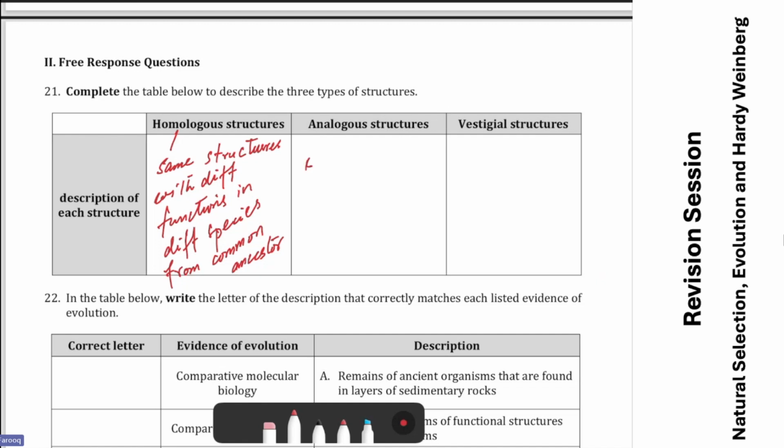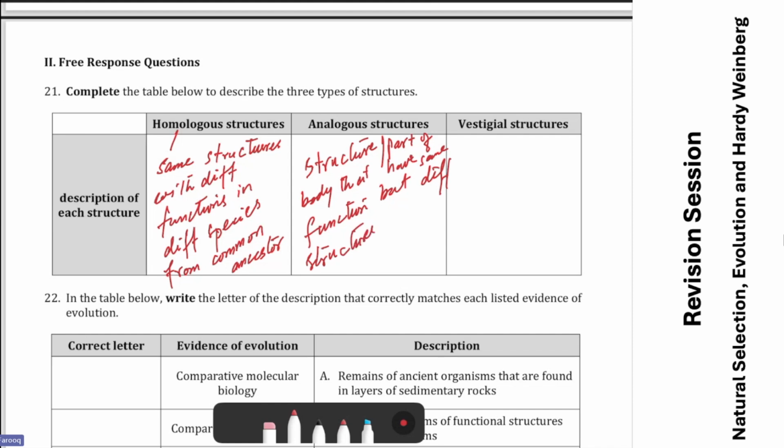So you can say that structures are parts of the body. You can also say parts of body that have same function. Now here we say same function but different structures and no common ancestor. Different structures and not inherited from common ancestor.